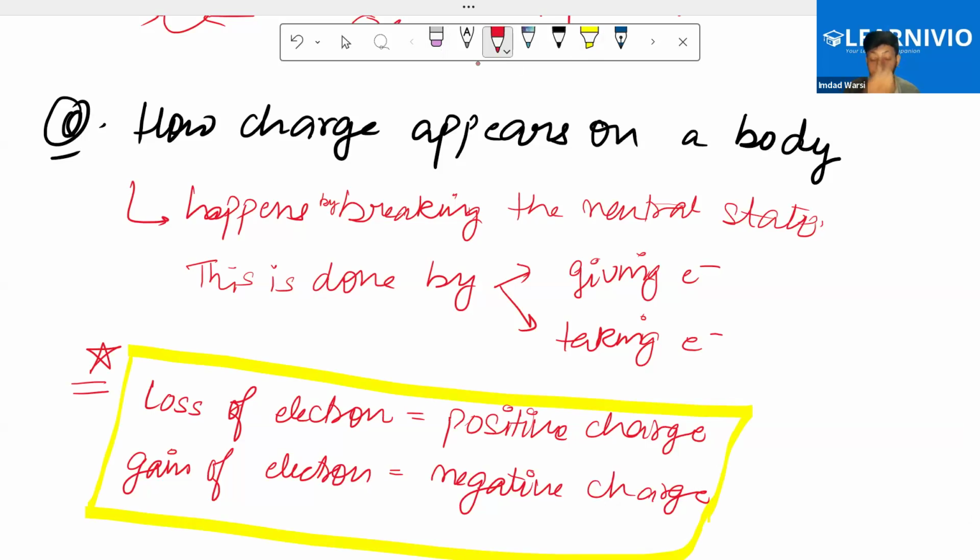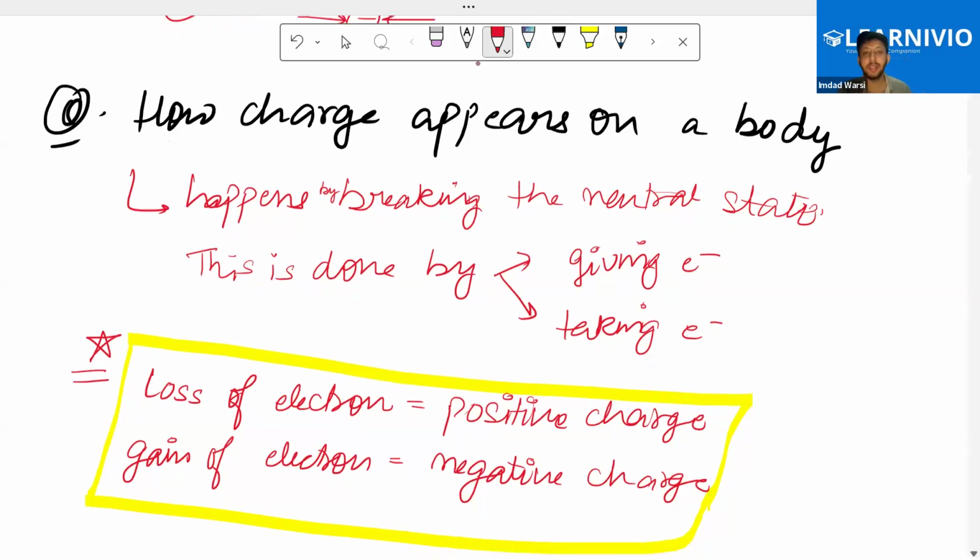Which means that if I give you electrons, you will become negative. If I am giving you electrons, it means you are taking electrons, so you will become negative. If you are giving me electrons, then I'll become negative and you will become positive. This is how a body is made negative or positive.